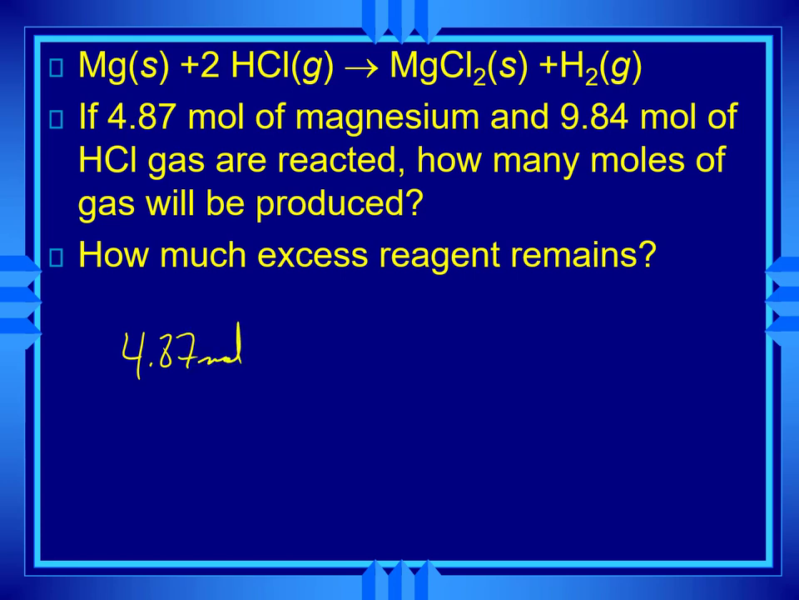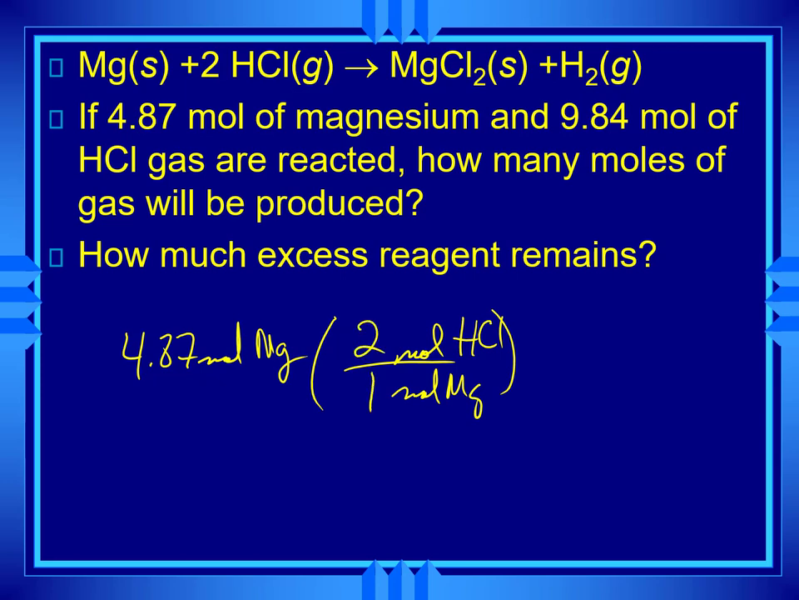So I start with the magnesium. I start with the limiting reagent. Once I find out what the limiting reagent is, I like to start there because it controls everything. And I'm going to change the moles of magnesium into moles of the other reactant. So 2 moles of HCl for 1 mole of Mg, and that is 9.74 moles of HCl.